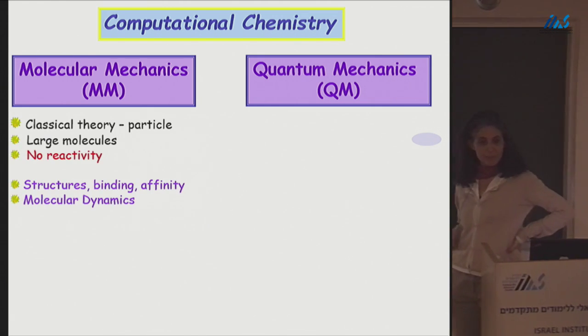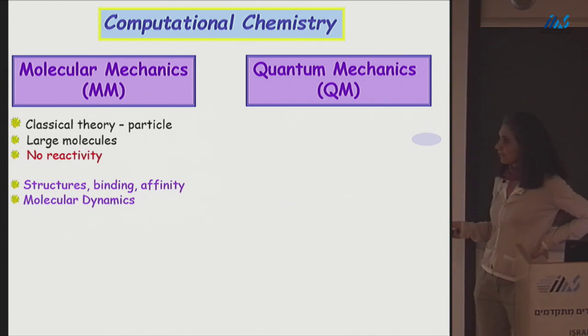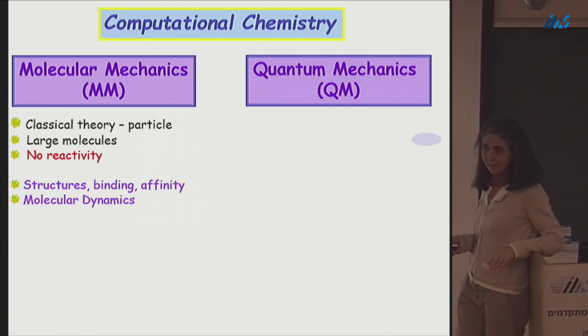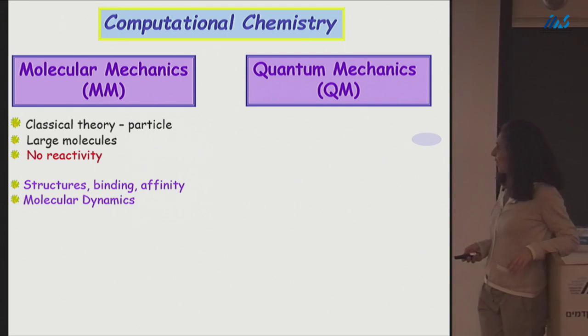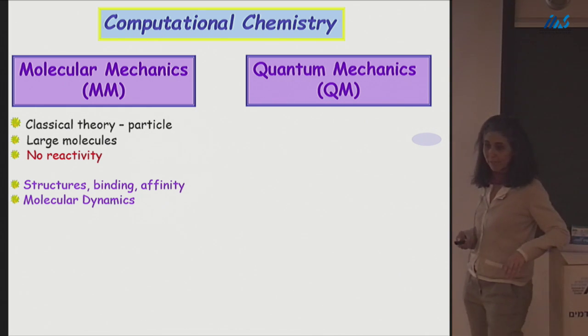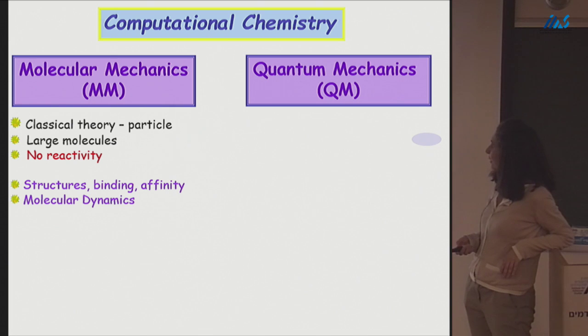In computational chemistry in general, I think we can divide it into two different disciplines. There is molecular mechanics, which we've heard about at this meeting, where we use classical theory. We relate to the particles as particles. We can calculate large molecules because it's a relatively cheap method. The problem is that it cannot calculate reactivity.